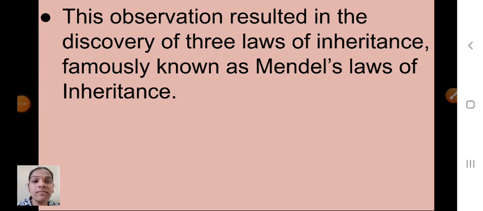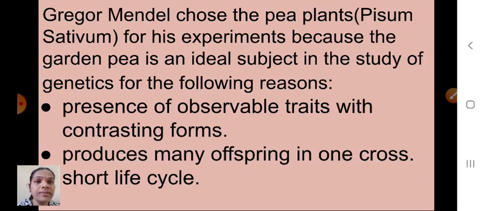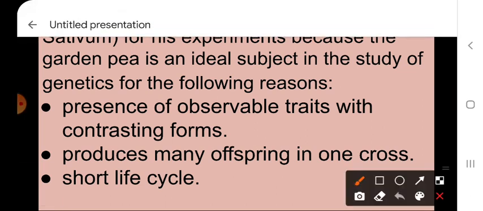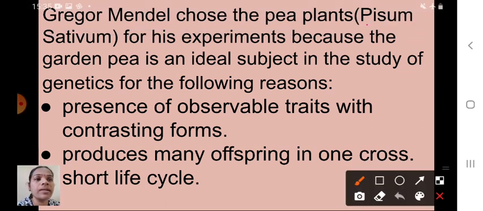So children, see here, one question is there. Why did Mendel choose the pea plant, why not another plant or animal? Have you any idea? Gregor Mendel chose the pea plant, botanical name Pisum sativum, for his experiments, because the garden pea is an ideal subject in the study of genetics for the following reasons. There are many plants, but why did Mendel choose the pea plant?